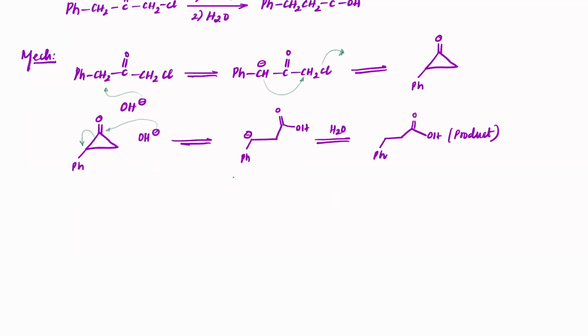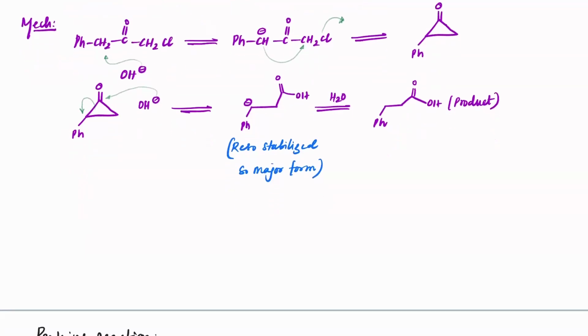So you would notice that this is resonance stabilized, so it is the major form. This is the major intermediate which is formed. The attack on the other side would be minor, correct? This is what would happen.